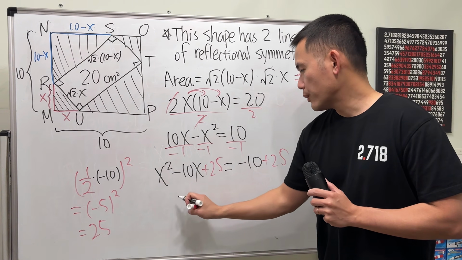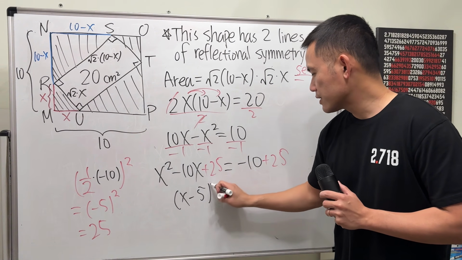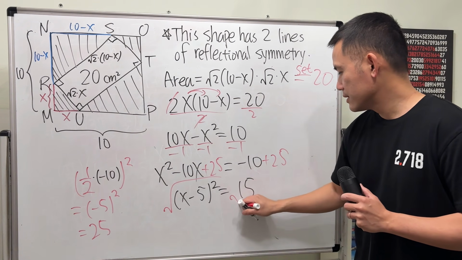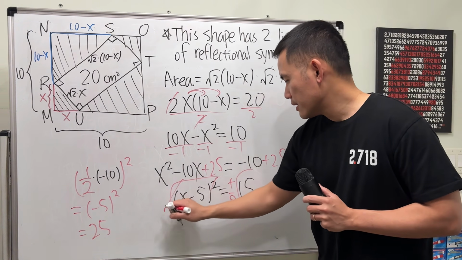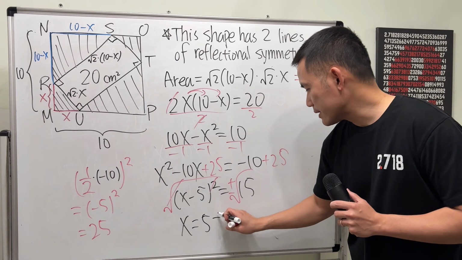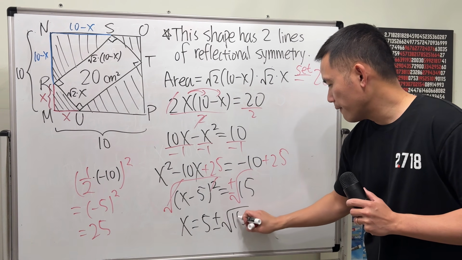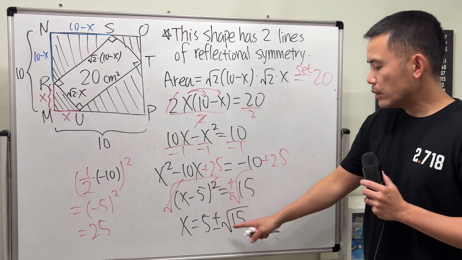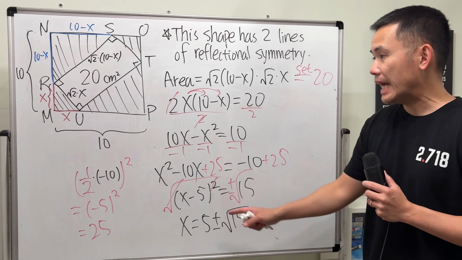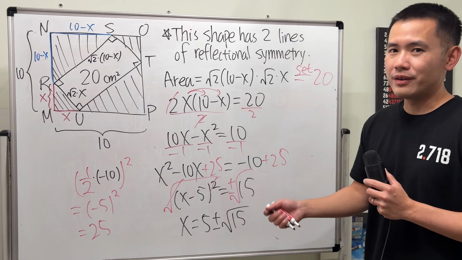This is factorable, and we get (x minus 5) squared equals 15. And then do the usual business, and then add 5 to both sides. So x is equal to 5 plus or minus square root of 15. And now notice that we have both plus or minus. In fact, both of them give you positive x. So we cannot rule out any of that.